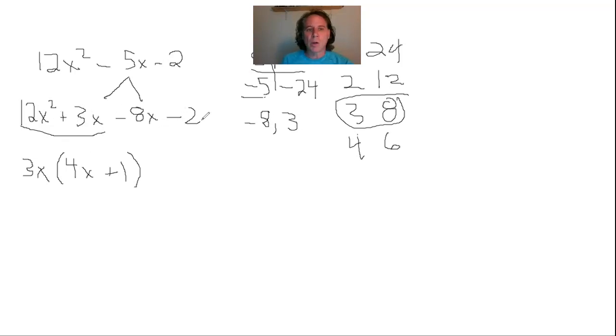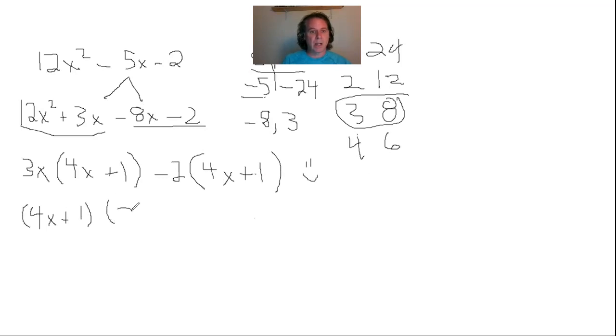Anyway, moving on. I look at my next pair of terms and I say, what's the greatest common factor here? And the answer is -2. And -8 divided by -2 is 4x. And -2 divided by -2 is +1. And now I smile because I've got the same thing in both brackets. And that bracket becomes my new common factor. So it's 4x plus 1. And then 3x minus 2, the leftover, goes in the second bracket.